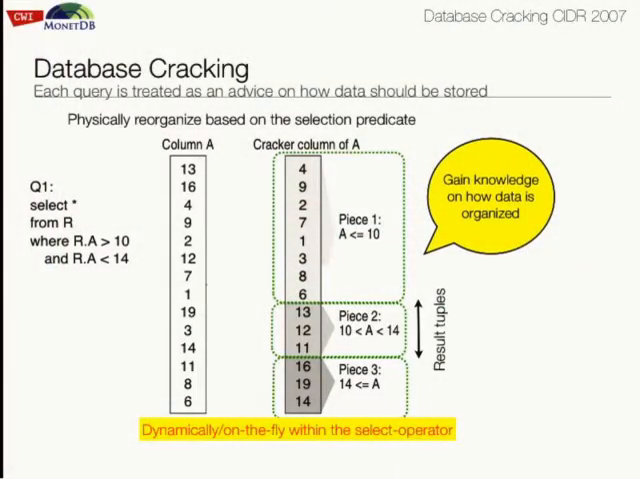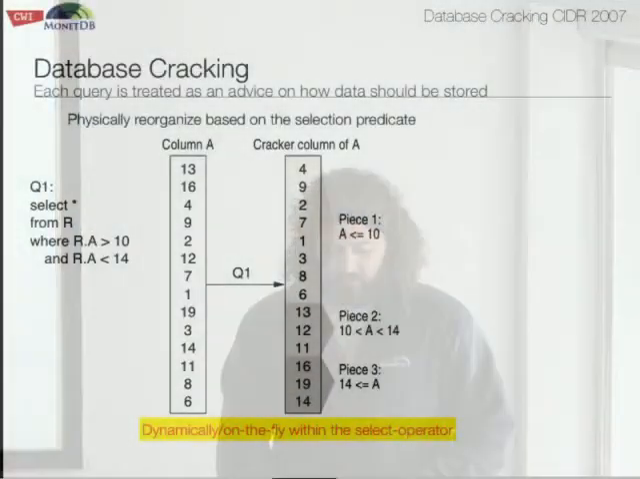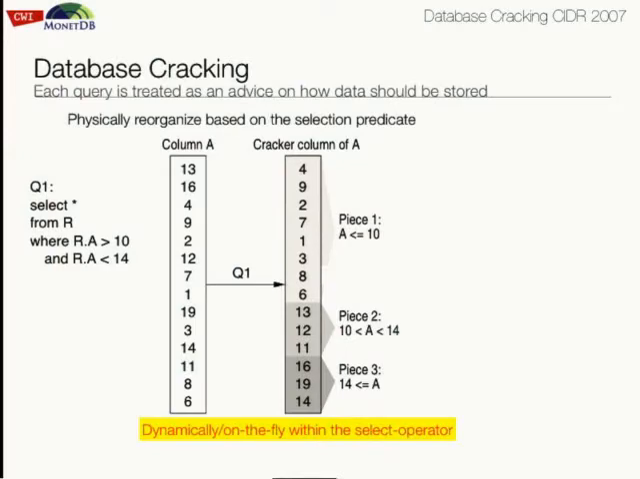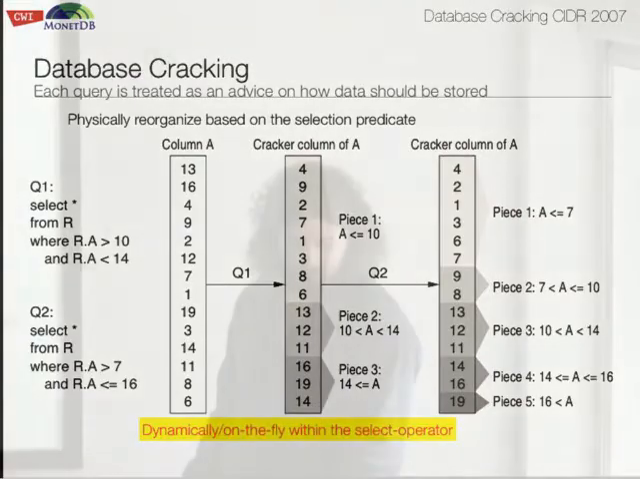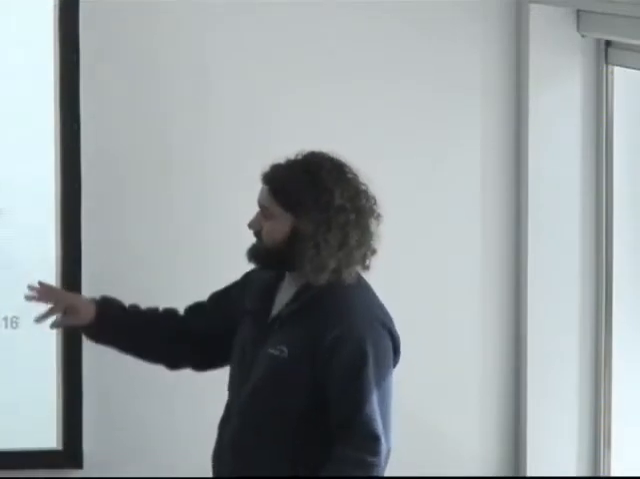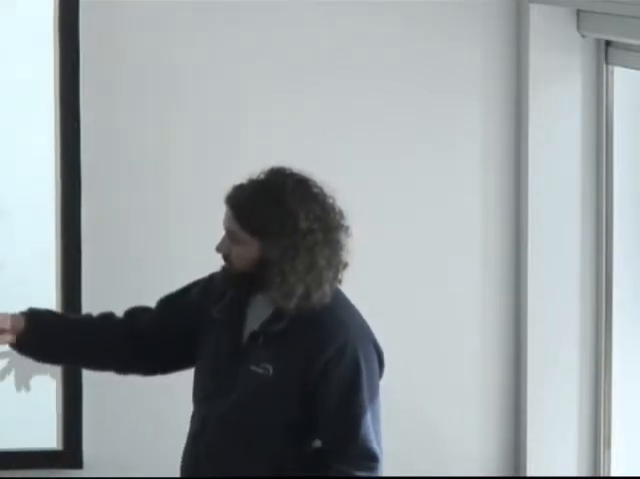And as I said, this is happening within the select operator. So this is not an aftermath thing. This is how the kernel works. And then we get another query, and now we can use this clustering information. This query now says, okay, everything between 7 and 16.